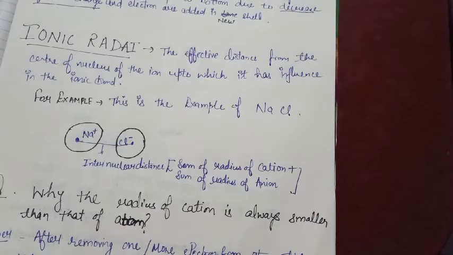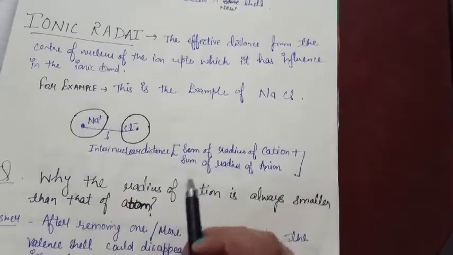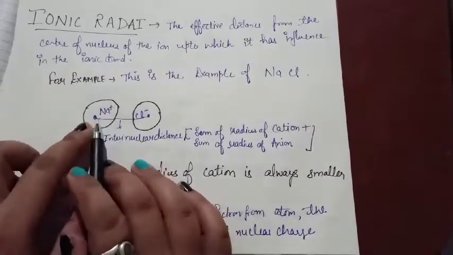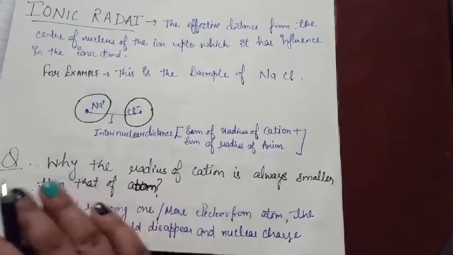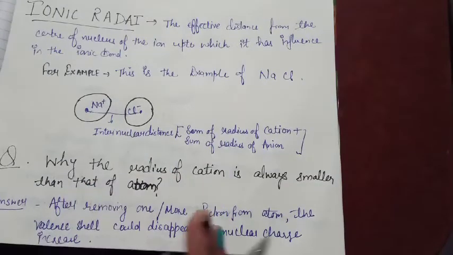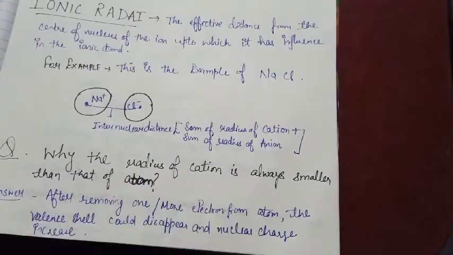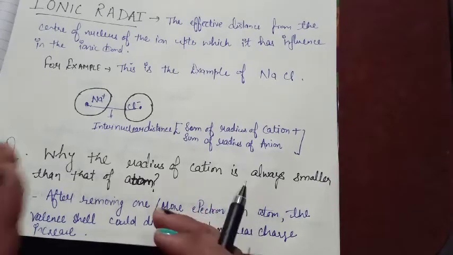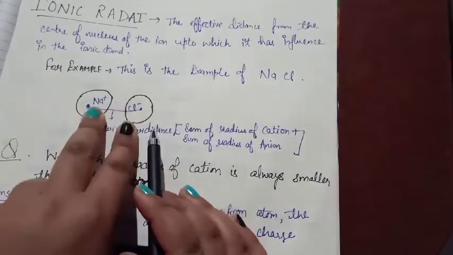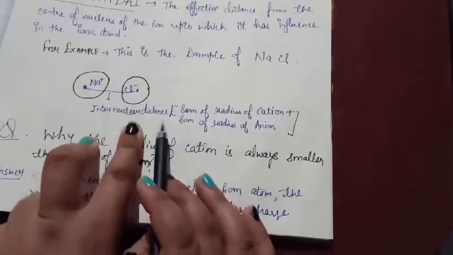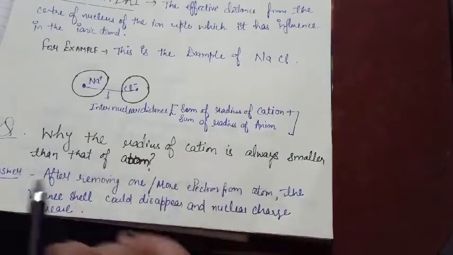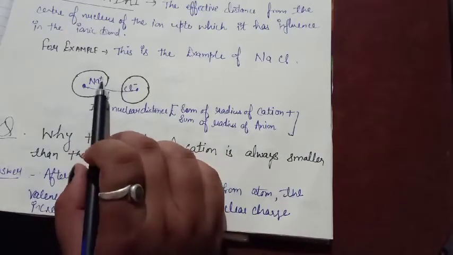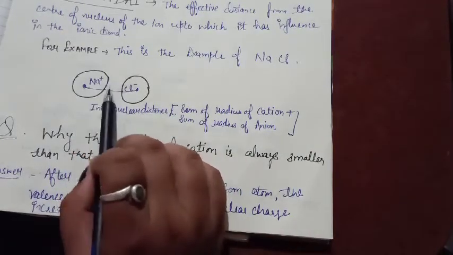For example, here the example of NaCl is taken. X-ray studies of NaCl show that sodium chloride is having an ionic bond, and that it has a distance, the ionic radii, of approximately 209 picometer. That is the sum of the distances of sodium and chloride. See, internuclear distance is the sum of the radius of the cation and the radius of the anion. The problem here is that the radius of one ion cannot be calculated.